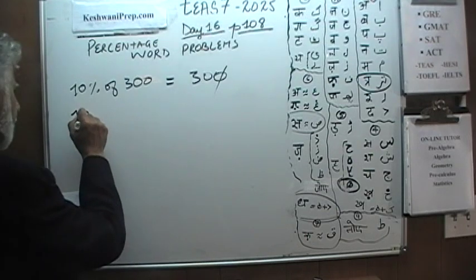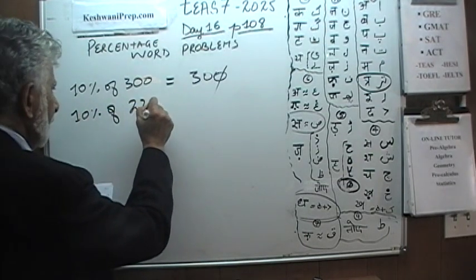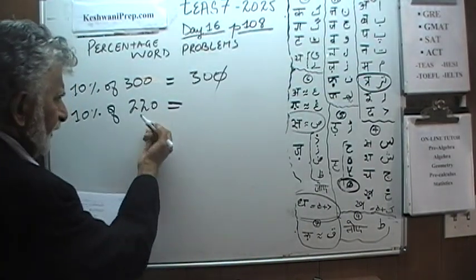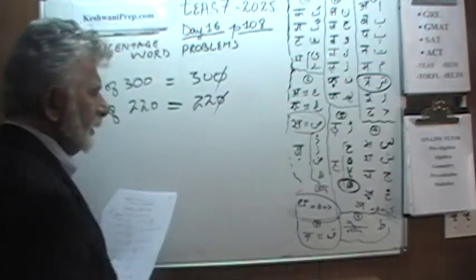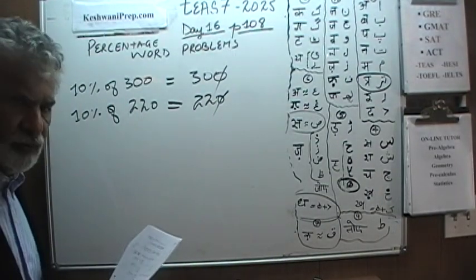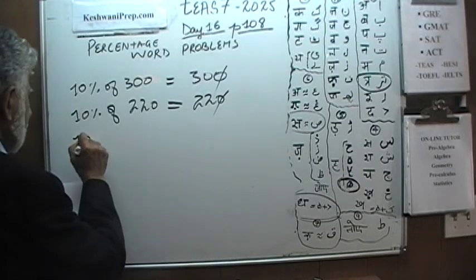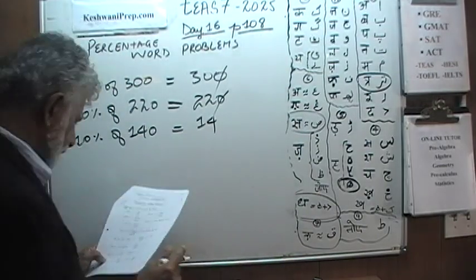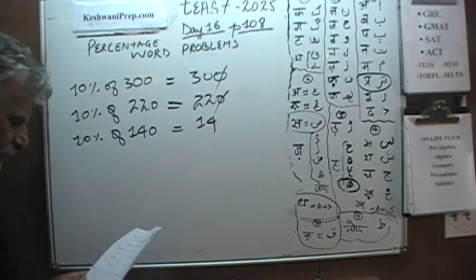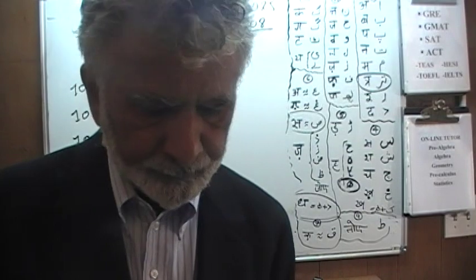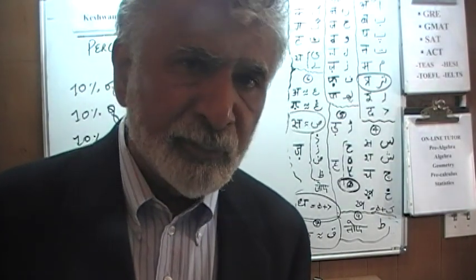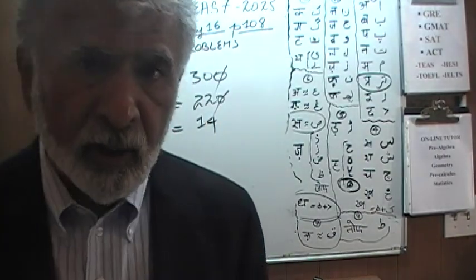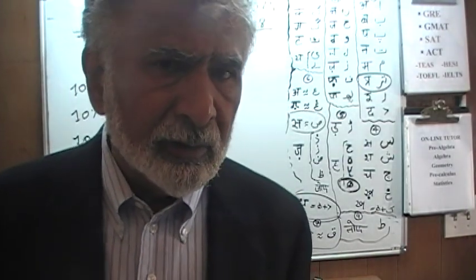What is 10% of 220? Well, now that we know, 10% of 220 is simply going to be 220 divided by 10, the 0 goes away, and it becomes 22. 10% of 220 is 22. 10% of 140 is simply 14. Now let's look at the problems. It was a very simple thing, but it helps to understand it conceptually, the theoretical concept behind it, instead of always doing it mechanically.